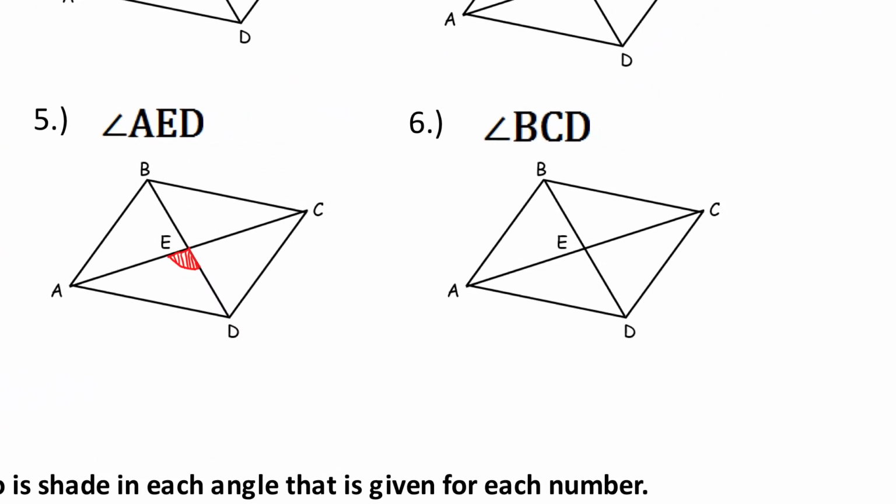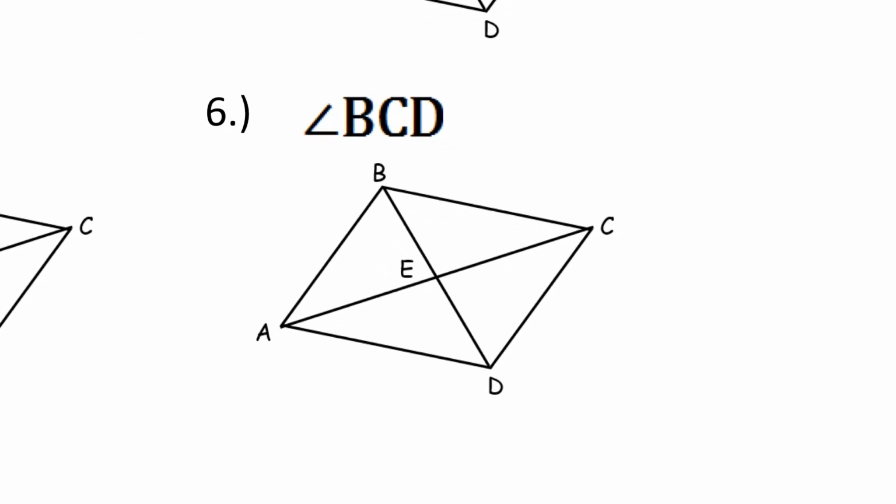And then number 6, BCD. This one's the whole thing of C, right? Because BCD is like this, so it's this whole angle here.